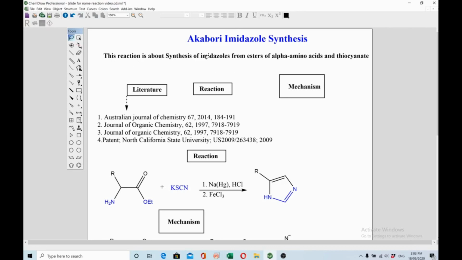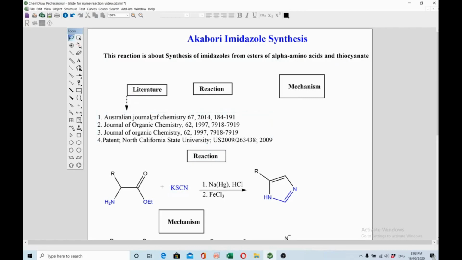This reaction is about synthesis of imidazoles. Imidazoles are 5-membered, 2-nitrogen containing heterocyclic compounds, and this reaction starts from esters of alpha amino acids and thiocyanate. So you need alpha amino acid and thiocyanate in order to carry out this reaction, two components.